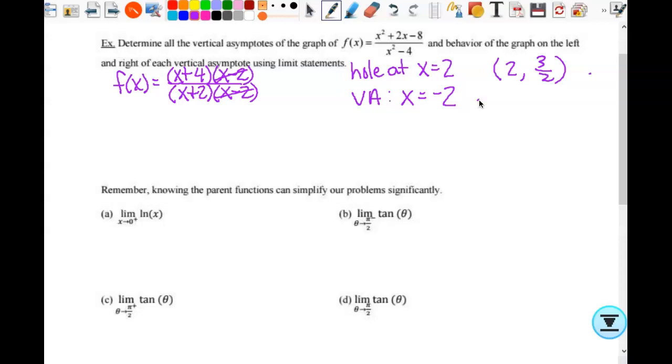Okay, so then it says to determine all the vertical asymptotes and the behavior of the graph to the left and right of each vertical asymptote using limit statements. So here's where I want to do the limit as x approaches -2 from the left of x plus 4 over x plus 2, and the limit as x approaches -2 from the right of x plus 4 over x plus 2.